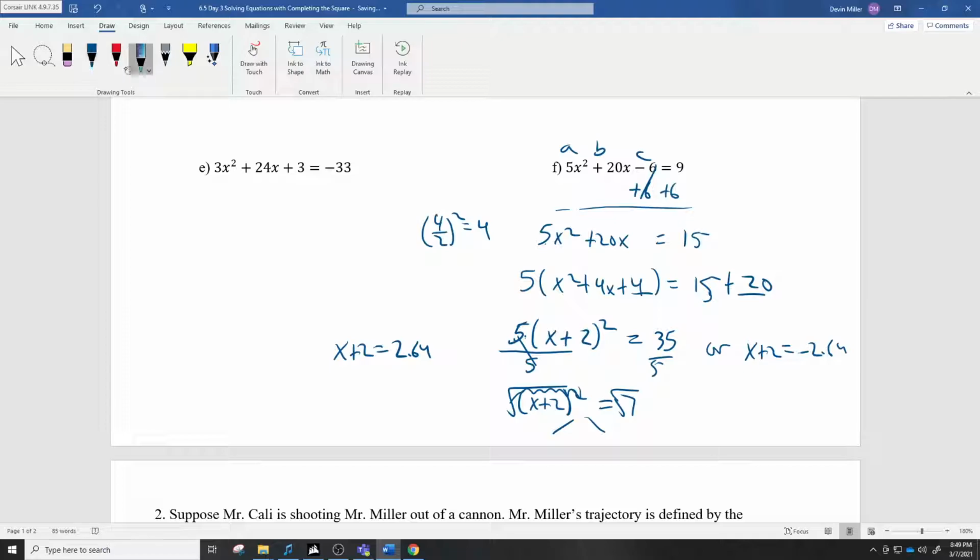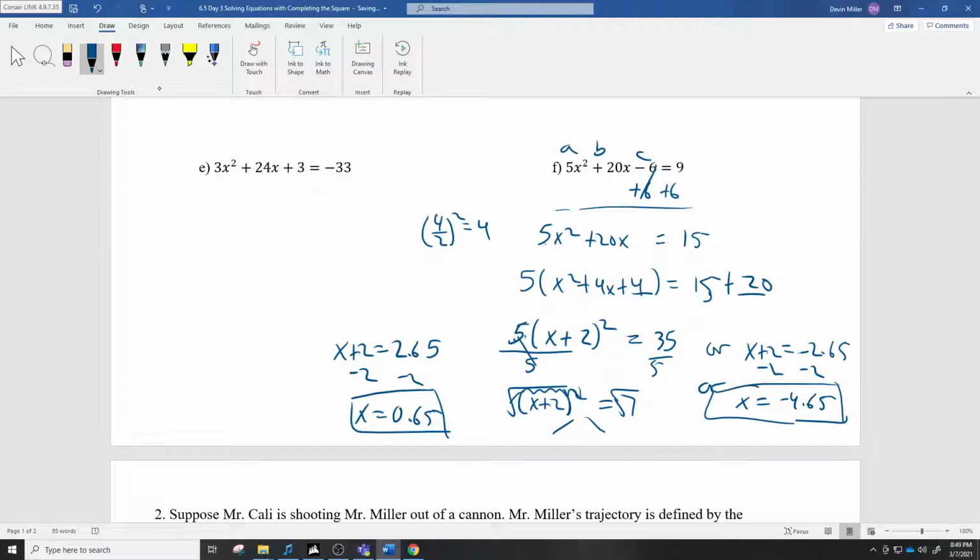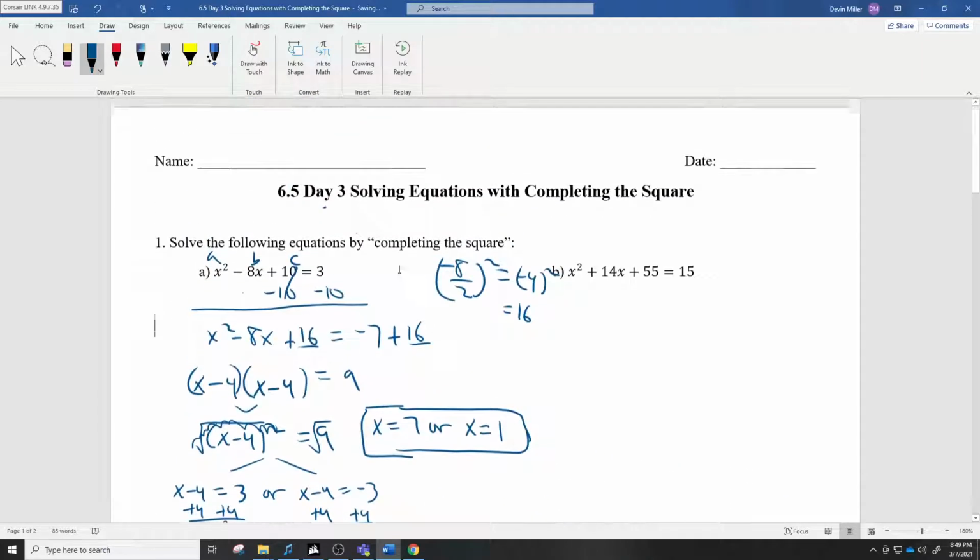Oh, no, let's change it to 5. Let's round that up to 5. Five and 5. And the last thing we have to do is subtract 2. So this one's going to be 0.65. Or if we minus 2 here, we get x equals negative 4.65. So again, you can have decimals in your answers, and even though it looks ugly, that's sometimes just the way it works. So the rest of them you can go ahead and finish.